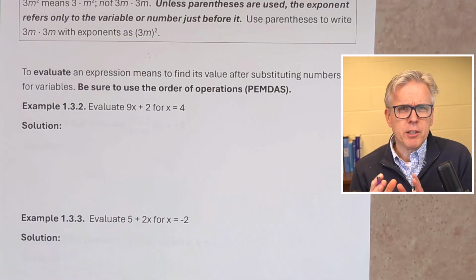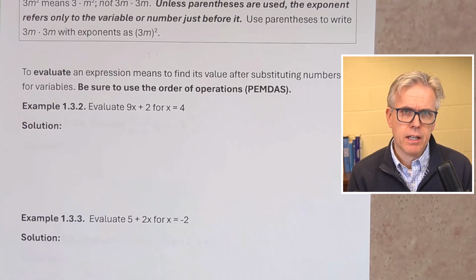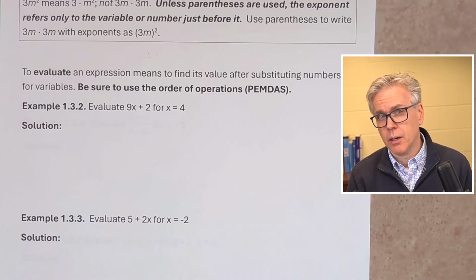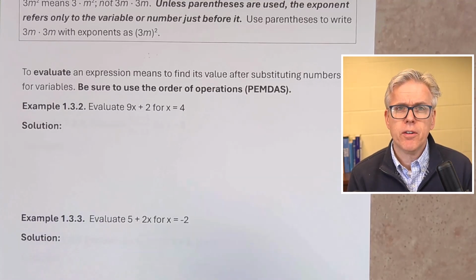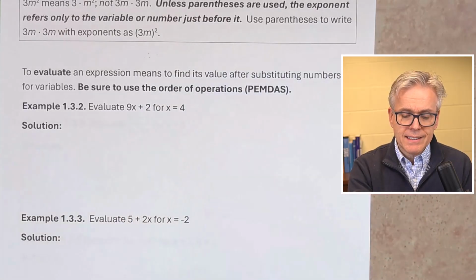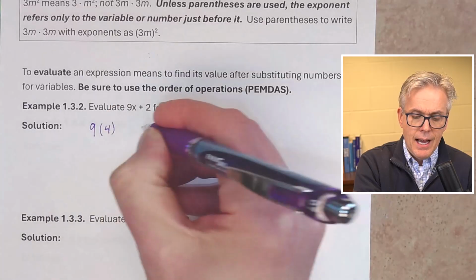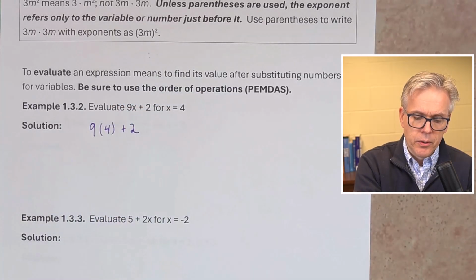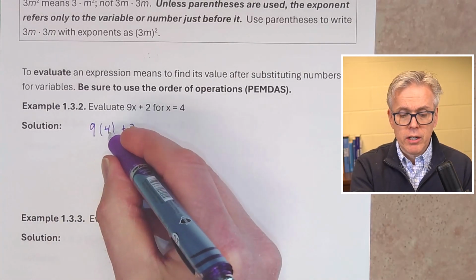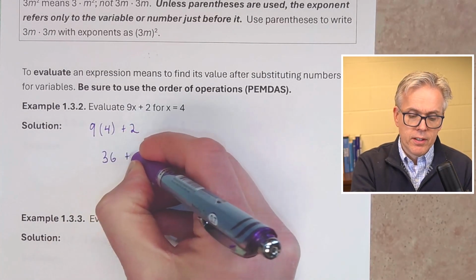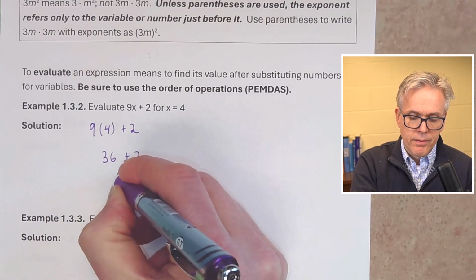Okay, so to evaluate an expression just means to find the value after substituting the numbers for the variables. And be sure to remember the order of operations that we had in an earlier lesson. And so this example here says evaluate 9x plus 2 for x equals 4. So wherever I see an x, I'm going to put a 4 because x equals 4 now. So I'll have 9 times x, which is 4, plus 2. Now we still need to use order of operations. So what comes first here? Good. We have 9 times 4 is 36 plus 2. And then 36 plus 2 is 38.